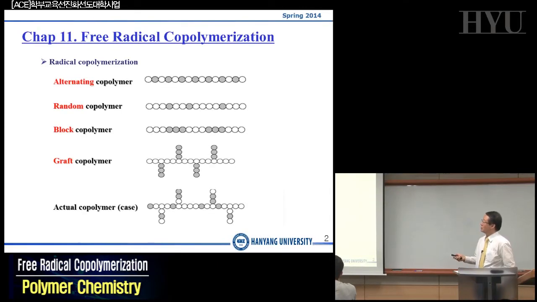In the radical copolymerization reactions, we have several types of copolymers, right? As you all know, we have the alternating copolymer, where the white stone and black stone are the 2 different monomeric units, A and B, or white and black. And you see those are alternating with each other. So whenever you have a white, the next one should be a black, white, black, and white, and so on.